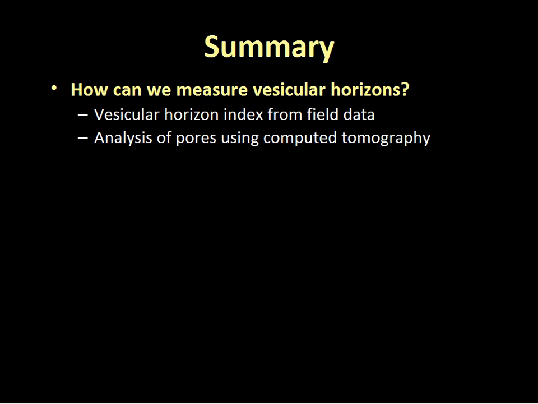So what I found across the 3 parts of my study, the first question I asked was, how can we measure vesicular horizons? And I came up with 2 systems. The first was the vesicular horizon index, which can be computed from field data. So this is really easy to work with and can be applied to existing data. The second approach that I used was analysis of pores using computed tomography. This allowed me to get really detailed data on the size and shape of the pores.